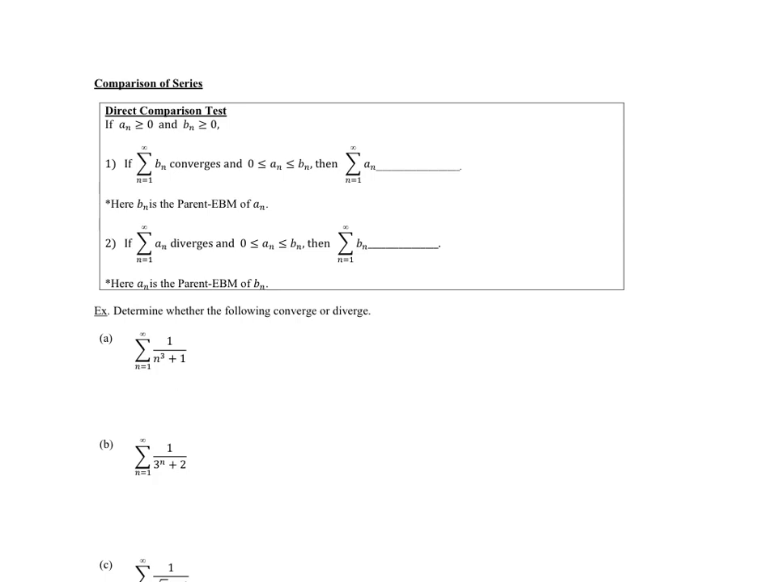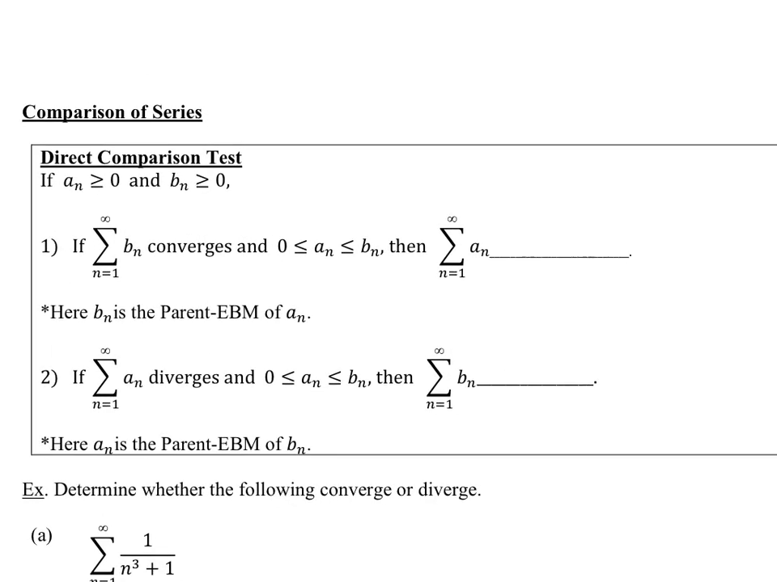The idea is that we're looking at consistency in convergence. So the first part of the direct comparison test tells us that if the sum of b sub n converges, and this relationship is true, a sub n is less than b sub n, but they're both bigger than 0, then the sum of a sub n would also converge.